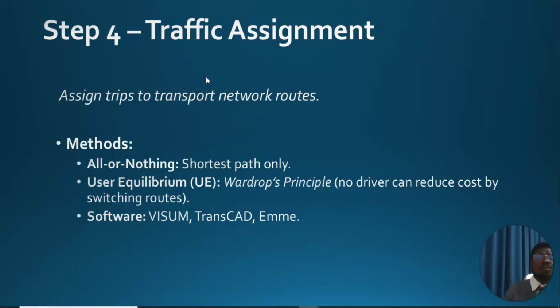That is assigning trips to transport mode route. So here we're able to determine the route to take. And under this we have the various methods. We have all or nothing, that is the shortest path only. Already did a video on this under graph theory before. Maybe you can check for the graph theory video on this channel.